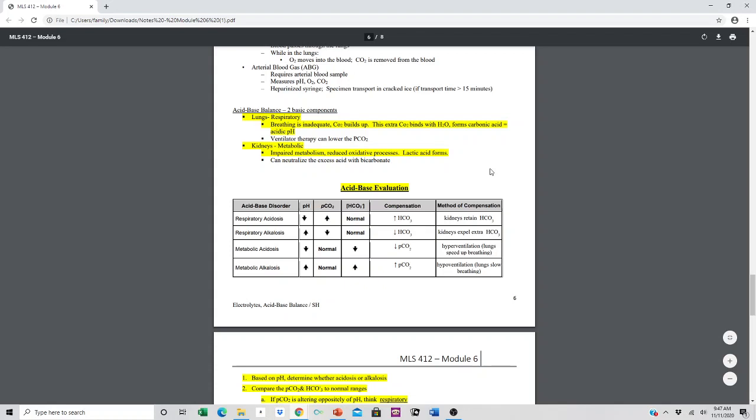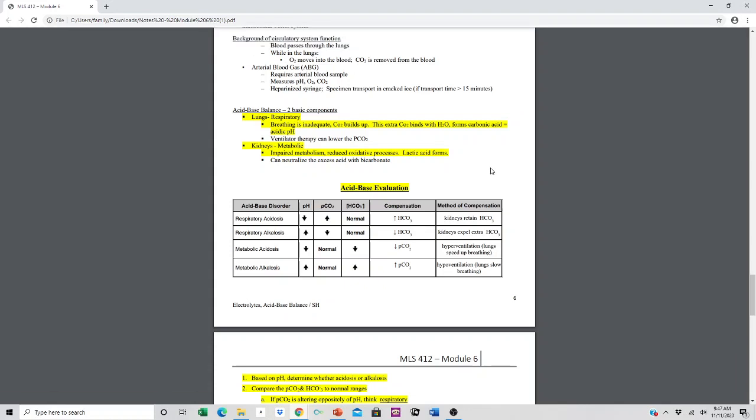So acid base that we're talking about here is basically these two components: the lungs and the kidneys.